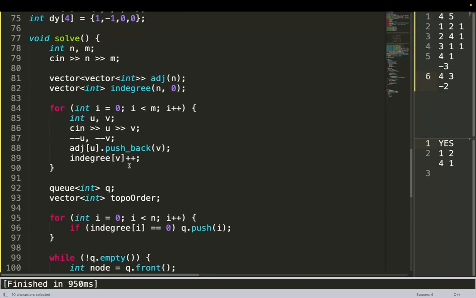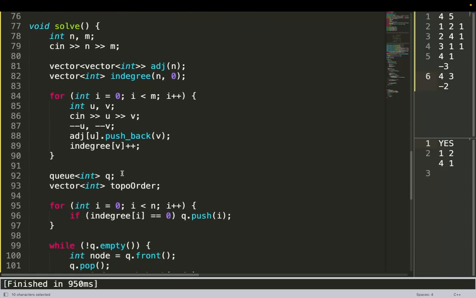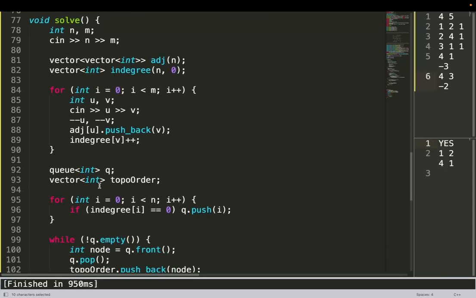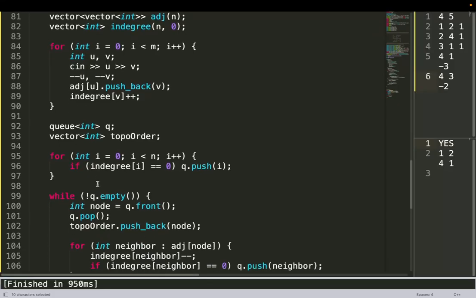So this is how you actually solve this problem. A very classic implementation of topological sorting. A very, very important algorithm, so you should definitely learn this. Okay. I hope you guys understood it.